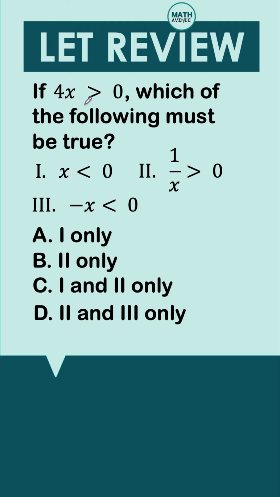If 4x is greater than 0, which of the following must be true? X is less than 0, 1 over x is greater than 0, or negative x is less than 0, and we have these four options.